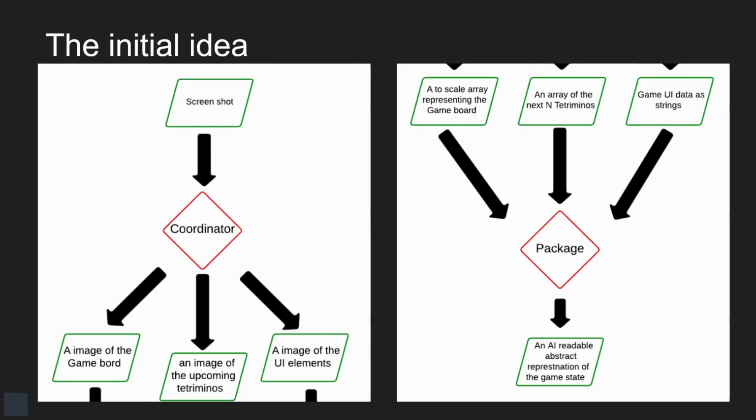Now, the initial idea was to split the data into the three most important categories: the state of the game, the incoming tetraminos' classifications, and any of the information presented in the text elements. This would then be regathered at the end of the program into one abstract representation. All this done by coordinating and packaging.